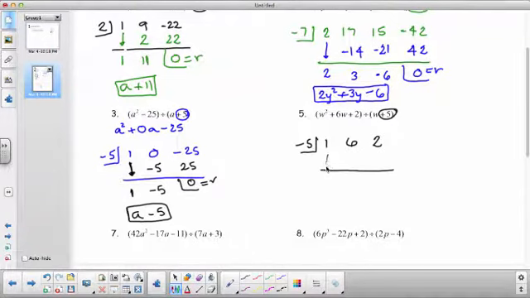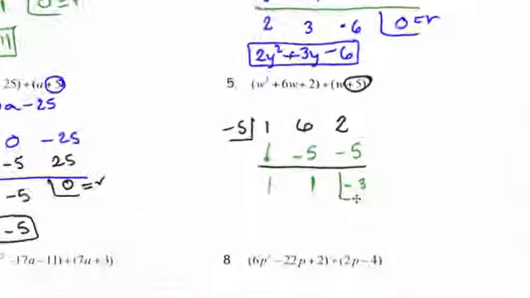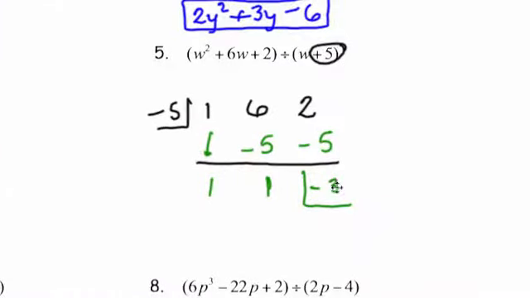First number drops down. Negative 5 times 1, negative 5. 6 plus a negative 5 gives me a 1. Negative 5 times 1 is negative 5. Oh, here, we're finally going to have a remainder other than 0. So negative 5 and 2 leaves me with negative 3. So this is where our remainder is going to come from.